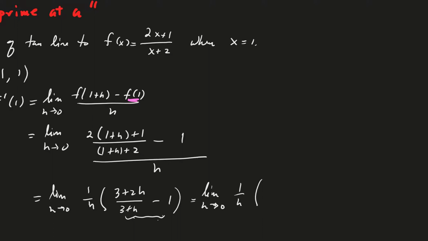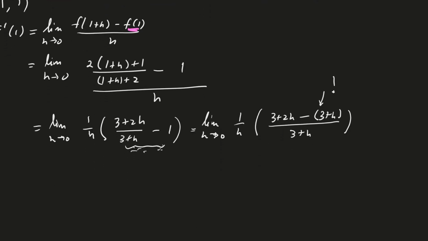If you see two fractions like this, we want to combine them into one. So we want to combine everything into a single fraction. The 1 is going to be 3 plus h over 3 plus h. The 3 plus 2h stays the same. And remember to use parentheses when you subtract. Parentheses are really important.